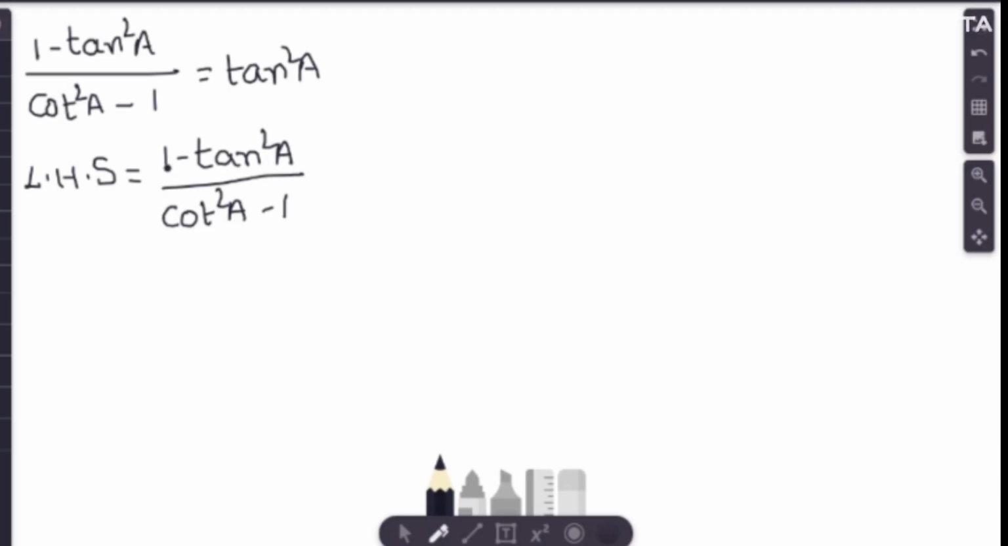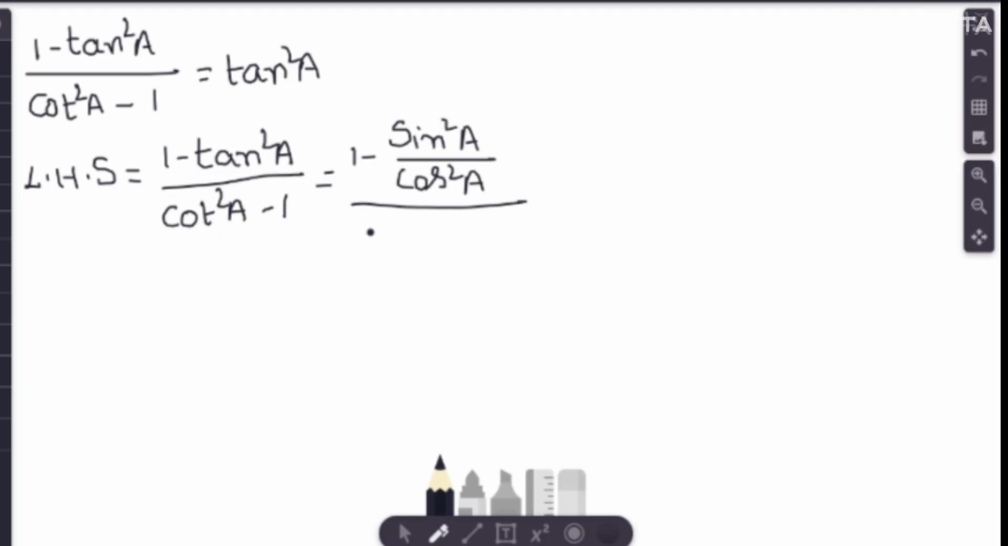Here we know the identity based on tan square A, but in that identity secant square A minus tan square A is equal to 1. By transposing tan square A, we'll get 1 minus 1 plus tan square A. But in this, 1 minus tan square A is there. So we have to use trigonometric ratio. That is, tan means sine by cos. So 1 minus sine square A by cos square A.